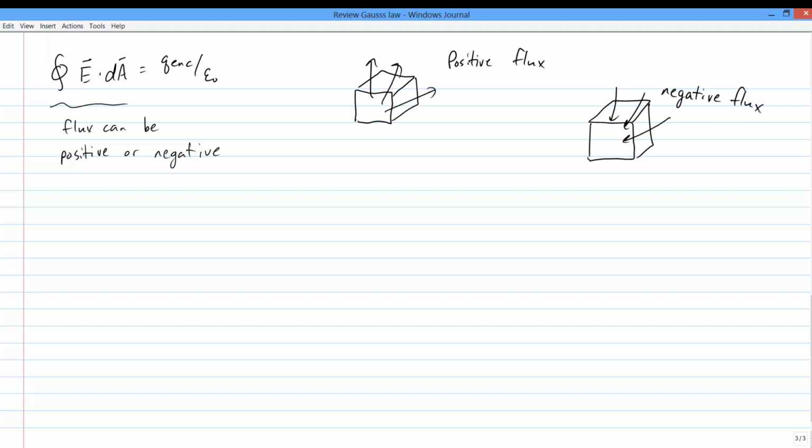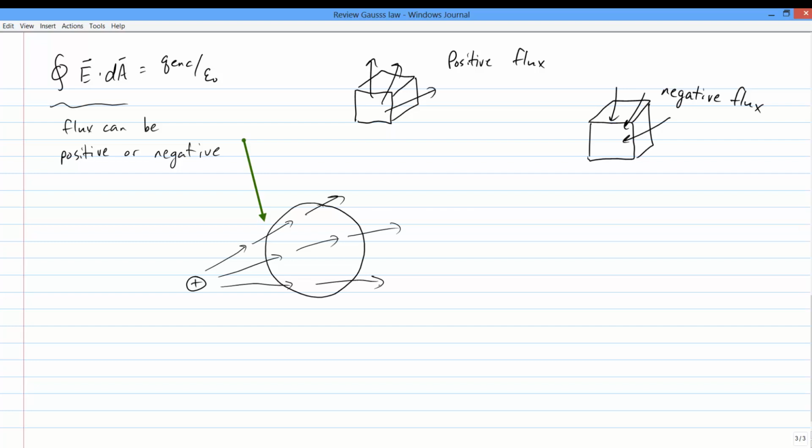Take, for example, a spherical enclosure that has a positive point charge sitting outside of it. Each field line made by the point charge enters the sphere, contributing negative flux, and also leaves the sphere, contributing positive flux. Thus, the total flux is 0, which is consistent with Gauss's law. There's no charge inside the sphere, so there should be no net flux through the sphere either.